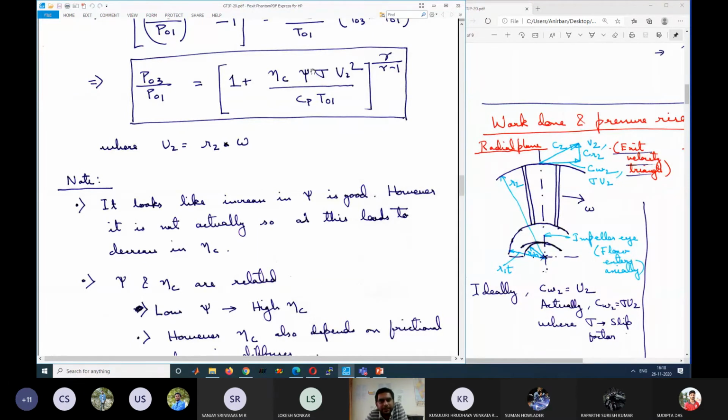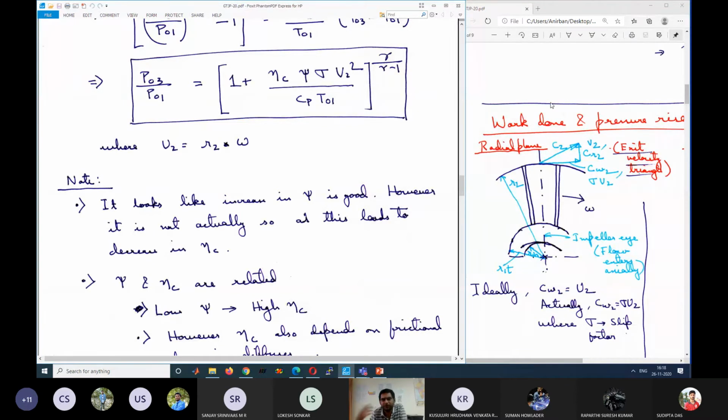But also it looks like that if this psi is large, meaning power input factor is large, pressure ratio will be large. But actually this is not the case. Although it looks like this should be the case, actually this psi and eta C are not independent. Psi also depends on friction, but friction only in the impeller section, whereas eta C depends on the friction both in the impeller and the diffuser.